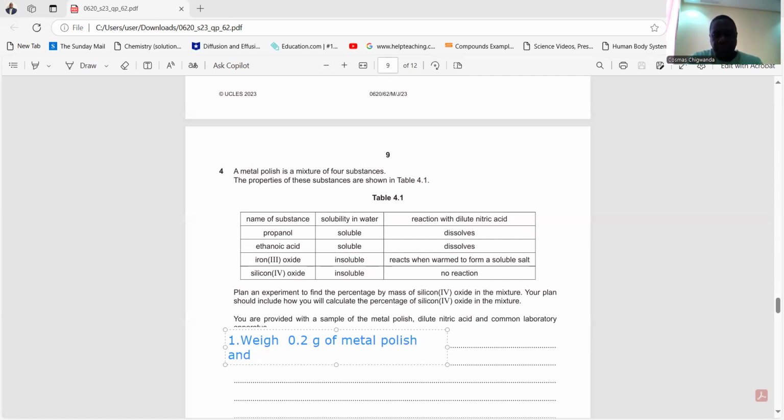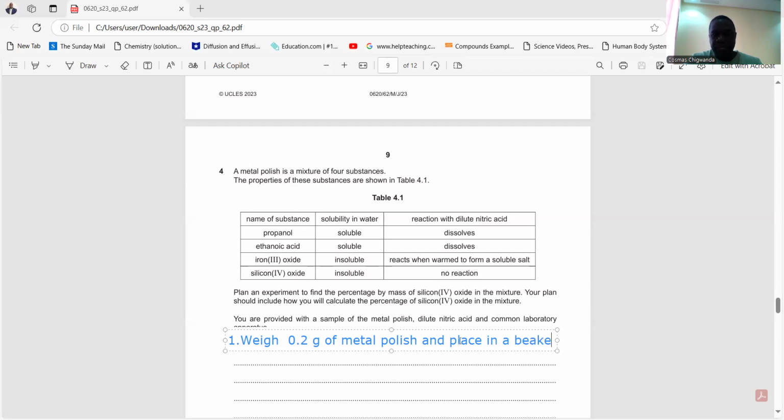And let me write just here. I'll remove this one and extend this so that I write in the same line. I'll extend it right up to the end there. And then, place in a beaker.